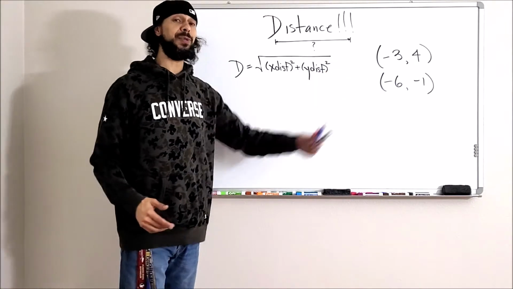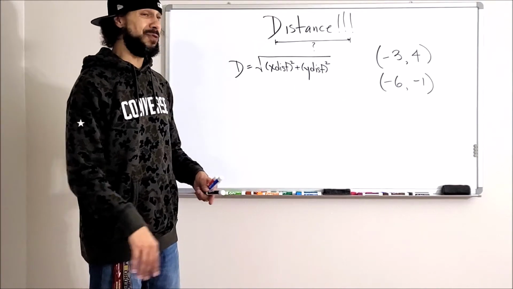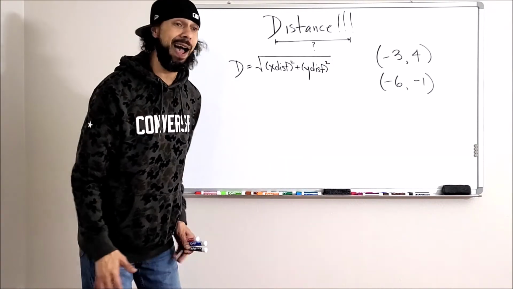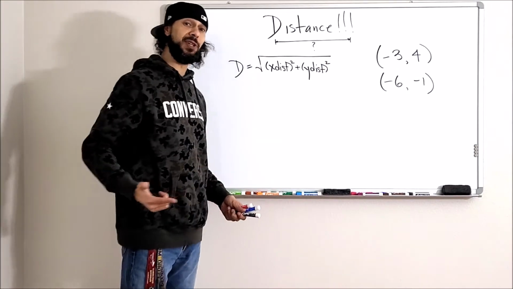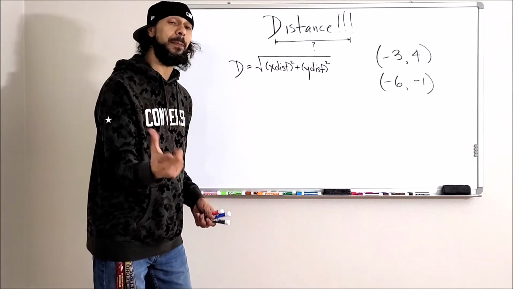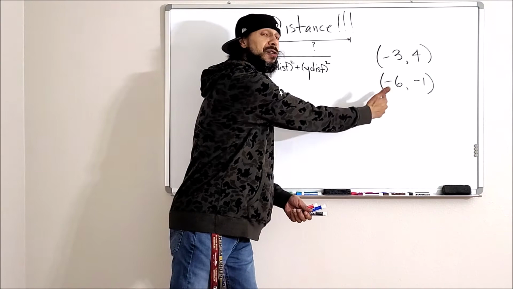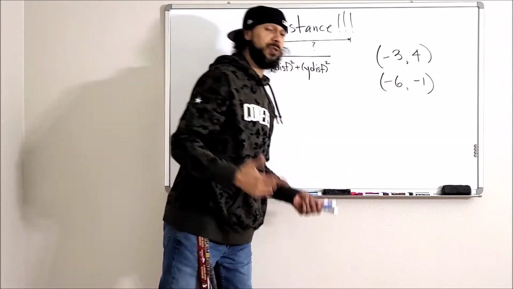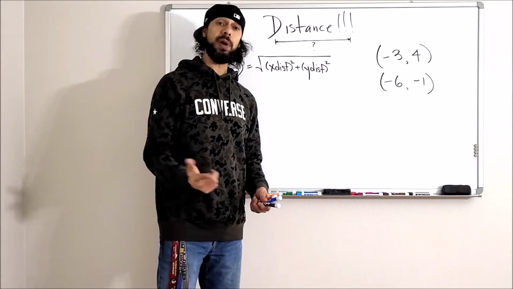Okay, I promised you some real numbers. We got some real numbers. Let's find the distance between these 2 points. We don't need a graph. We're going to find it using this formula right here. X distance, y distance. So let's think about that as 2 separate distances. How far apart are the x values? How far apart are the y values? I'm talking about how far apart on a number line.